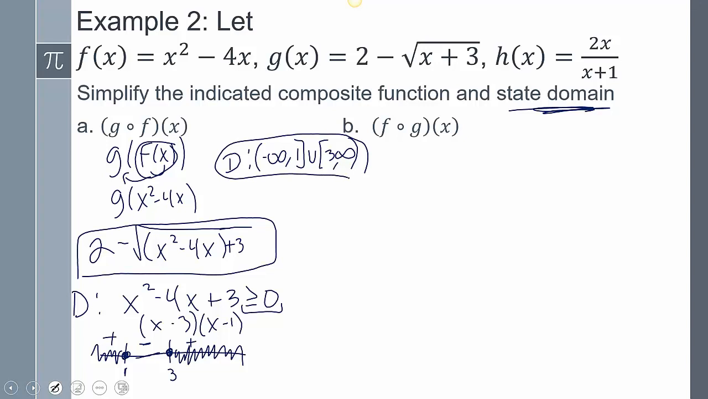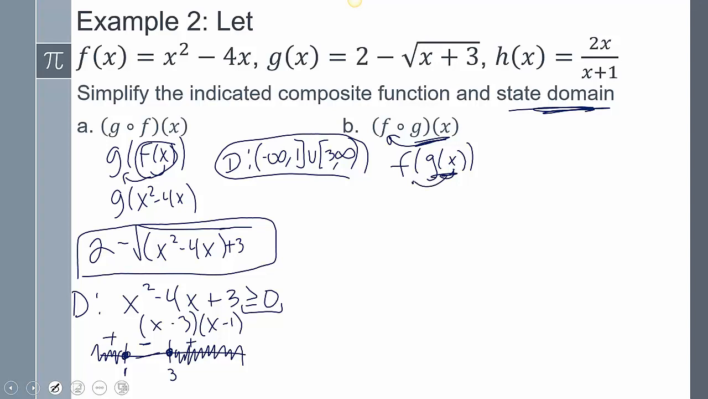Now part B. This one, it seems like they might be the same, says f of g of x, but they're not. So don't just naturally assume that those are going to be the same. So in this instance here, now I have to take my g function and plug it into my f. So this is f of g of x. So if I take my x and plug it into g, well, that doesn't change anything. But now I want to take my g function here and plug it in for f.